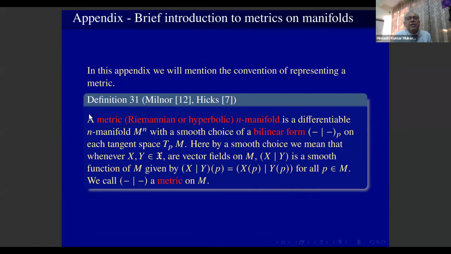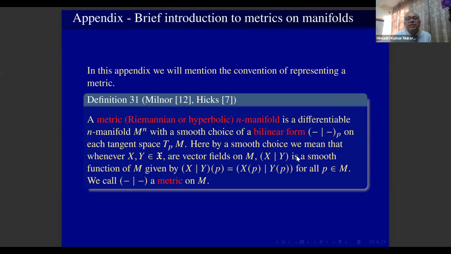So suppose you take a Riemannian or a hyperbolic metric. A metric on an n-manifold is a differentiable n-manifold with a smooth choice of bilinear form on each tangent space. Here by a smooth choice, we mean that whenever X and Y are two vector fields on M, look at this function. If you take two vectors, it is a number, but if you take two vector fields, this one is a function. So this is a smooth function on M.